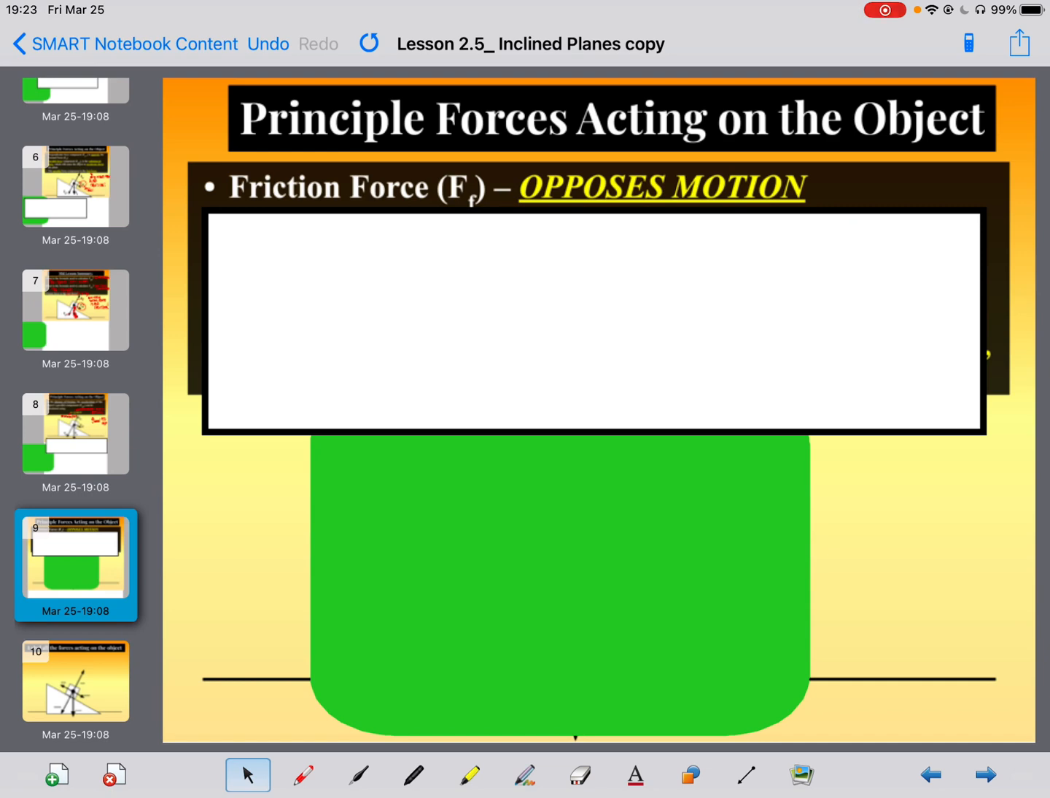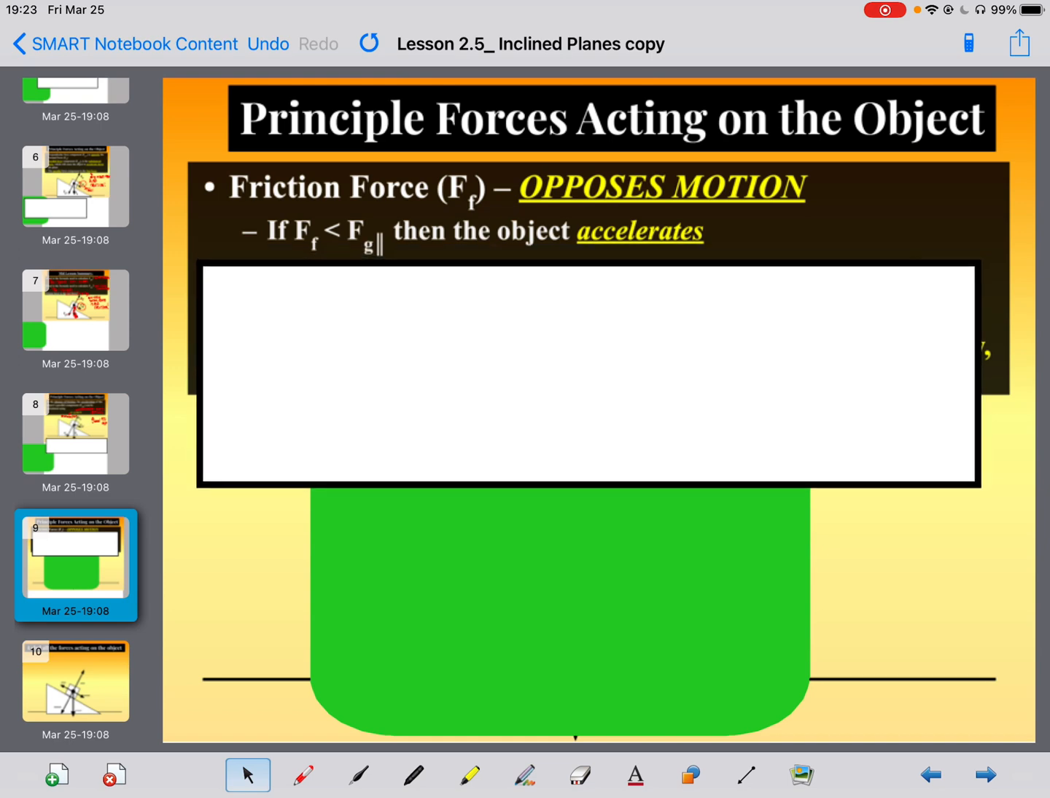Okay, so here's our first one. If the force of friction is less than the parallel component of gravity, my object is going to accelerate. And that should make sense because if one of those forces is bigger than the other one, we knew that an unbalanced force represents an acceleration, and we just talked about in the other slides that Fg parallel was in fact bigger. It resulted in some sort of acceleration down the slope.